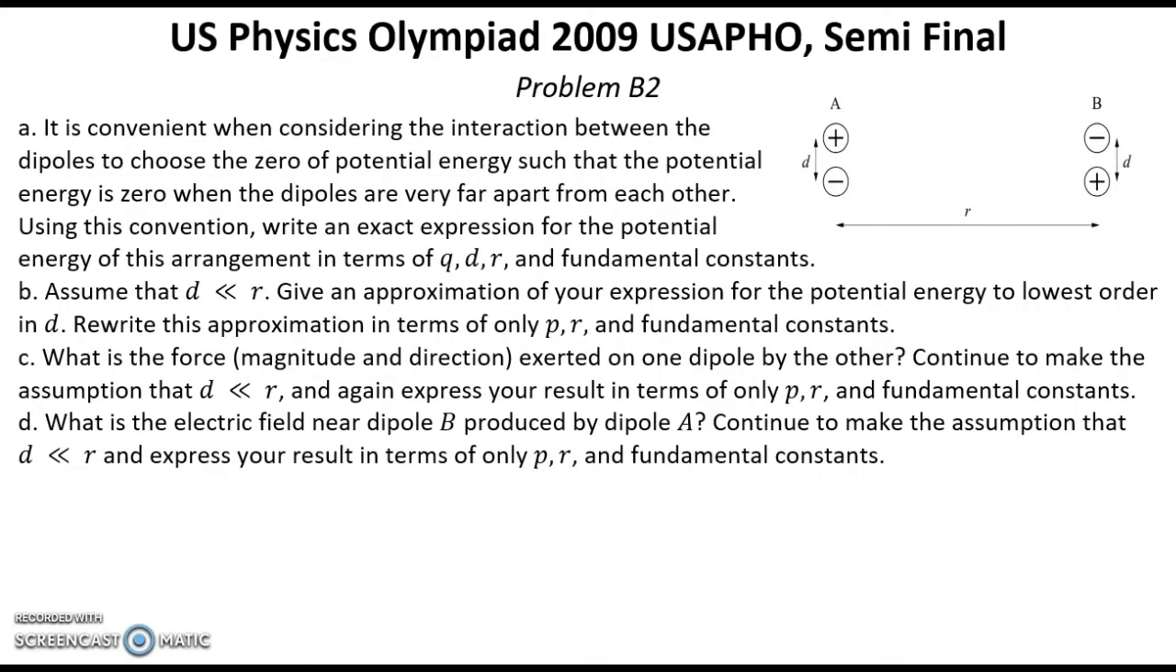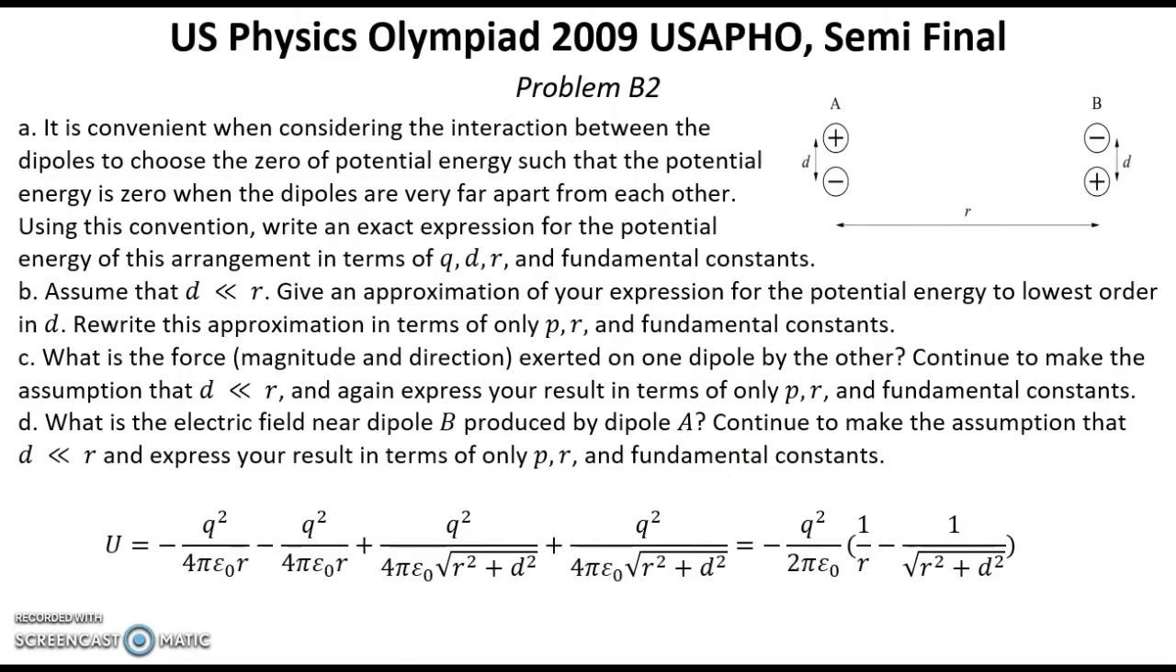Solution. For the first question, we can write down an exact expression for potential energy. Here we have the first member, the interaction between this charge and this charge. Next is this charge and this charge. After that we have this charge and this charge, and then this charge and this charge. So we have this expression for the total potential energy.